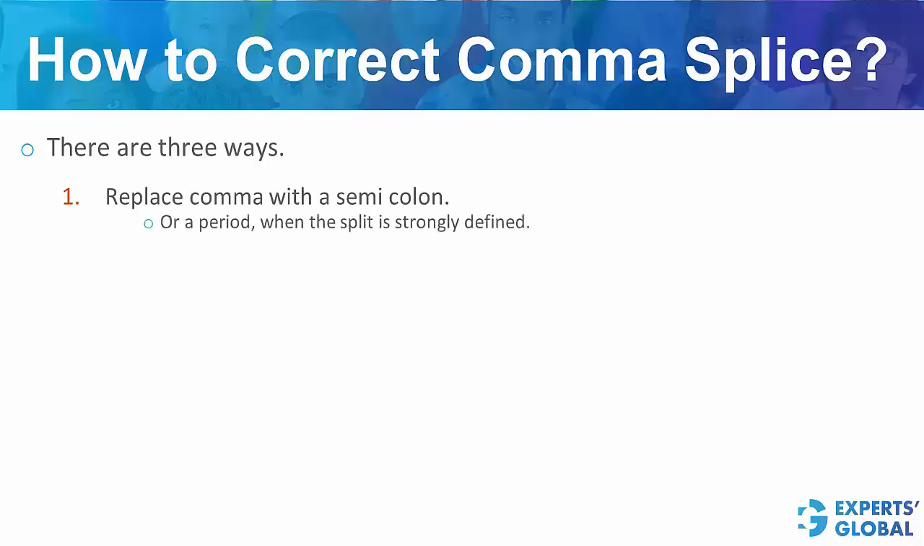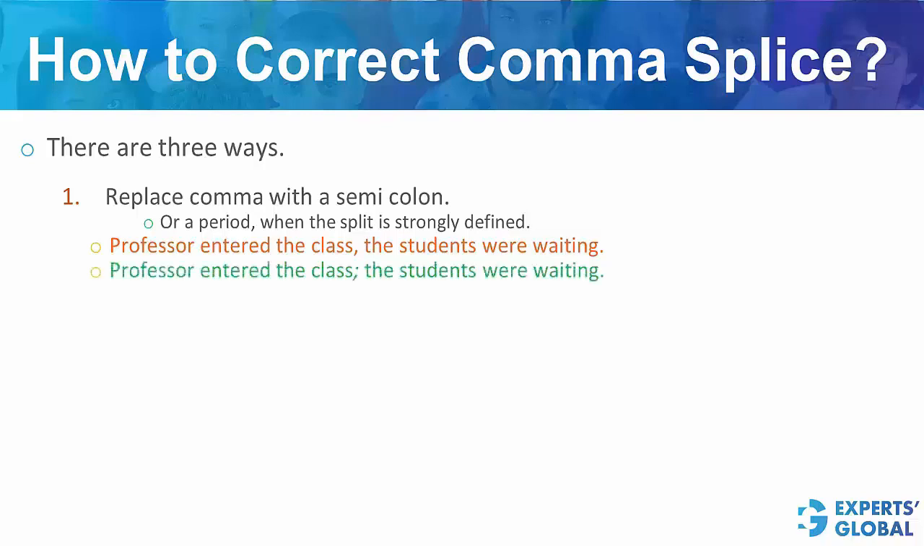Another way is to add a period. This is when the split is very strongly defined. In this sentence, you see that the split is not very strong. There is an interdependence. The professor entered the class and the students were waiting for the professor, so a period would not be the best way of correcting the error here from a meaning point of view. Also, remember, on the GMAT you always get one sentence in a sentence correction question, so you will never see a period somewhere in between. You will see only one period, which would be at the end of the sentence.